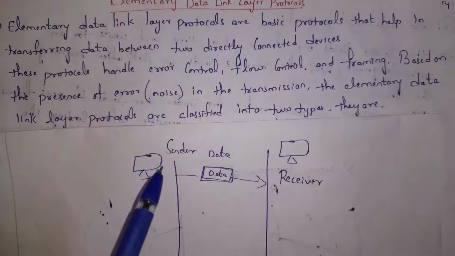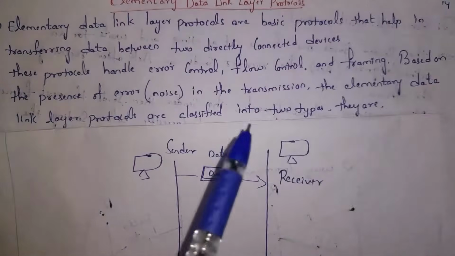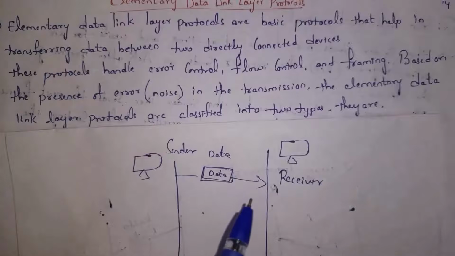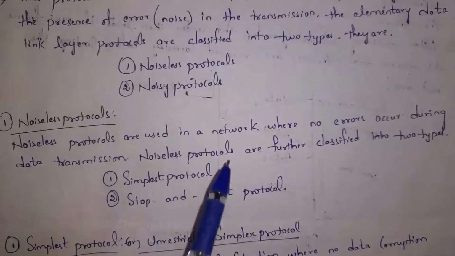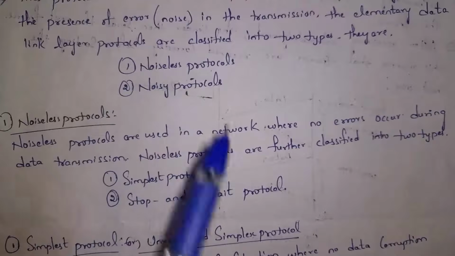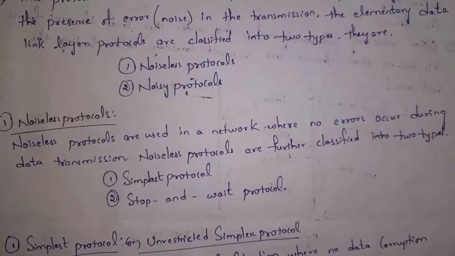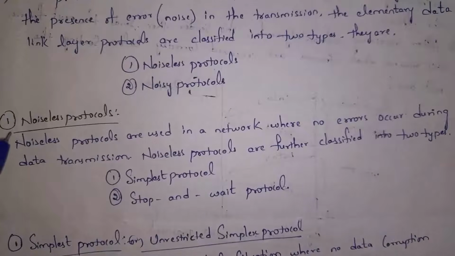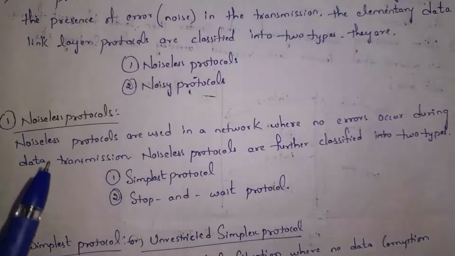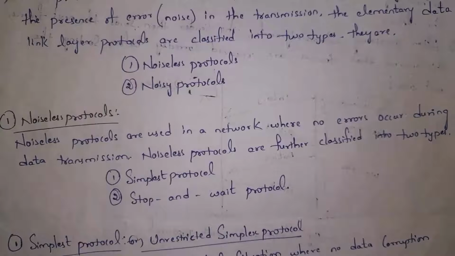Guys, noise means error. So based on errors in transmission, elementary data link layer protocols are classified into two types. They are noiseless protocols and noisy protocols. At first I will explain what are noiseless protocols. As the name itself says, in noiseless protocols there will not be any errors. Whenever sender sends data, the data successfully reaches the receiver without any errors. Noiseless protocols are classified into two types. They are simplest protocol and stop and wait protocol.